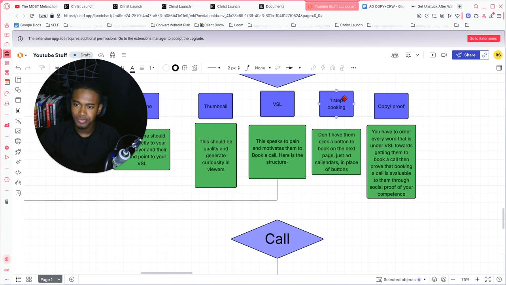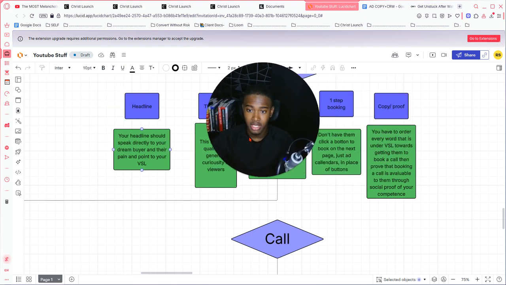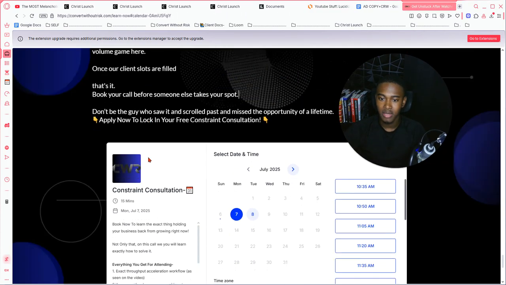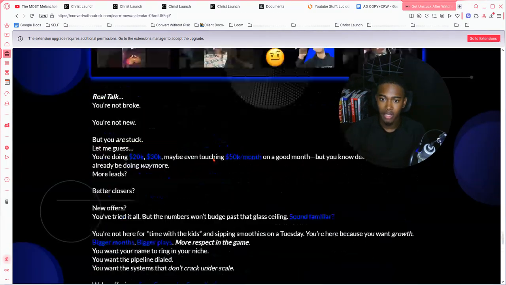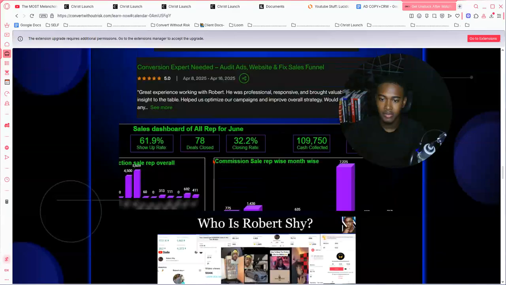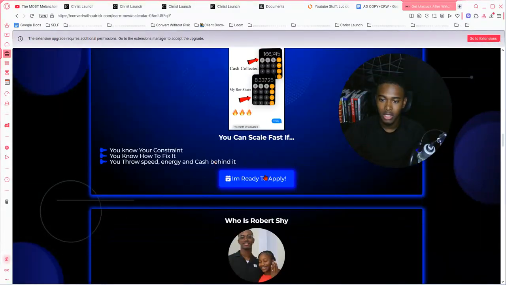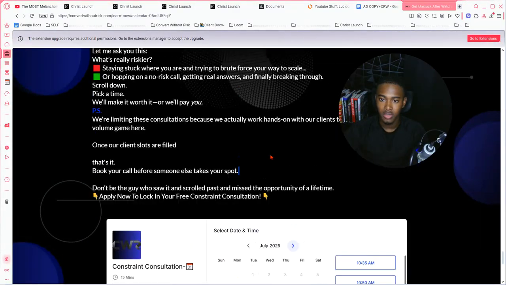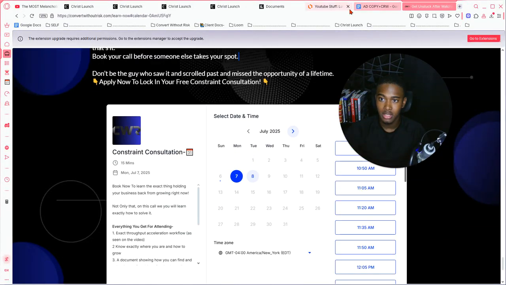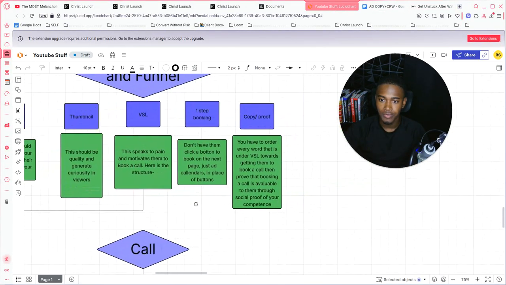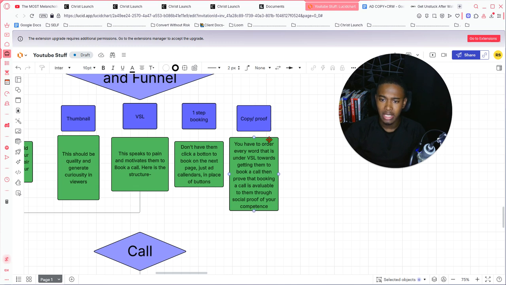So, one-step booking. Don't have them click a button to book on the next page. Just add calendars in place of buttons. Easy, simple as that. As you can see in my funnel, I only have one button, and it doesn't lead to another page that they'll have to load. Guess what it does? It just scrolls them to the bottom where this calendar already is, and then the rest are just calendars.